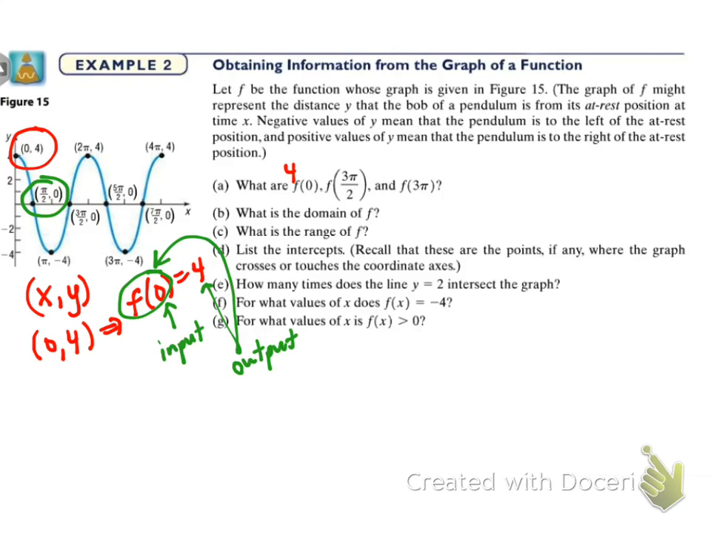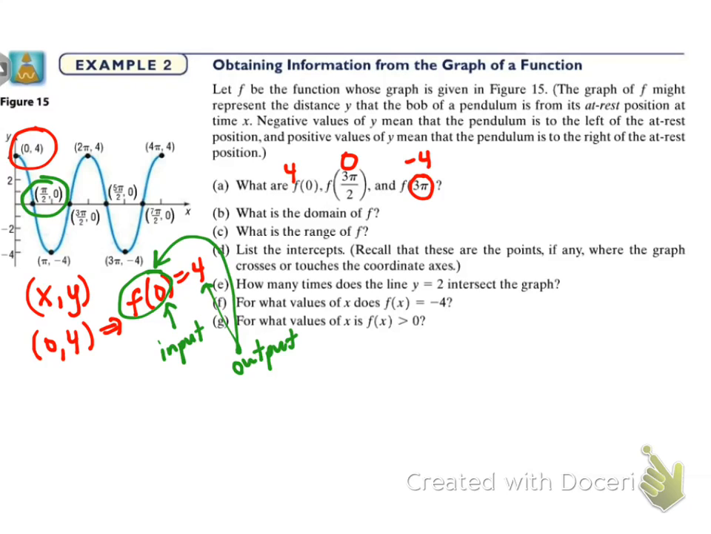Next, f of 3 pi over 2. If we find 3 pi over 2 on the graph, we can see that the y coordinate is 0. And then f of 3 pi. Down here, the coordinates (3 pi, negative 4) are on the graph, and therefore when the input is 3 pi, the output is negative 4.